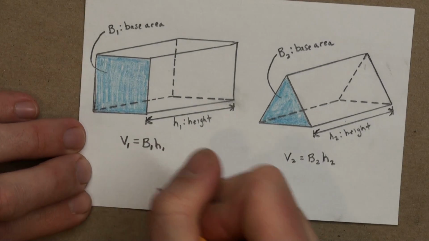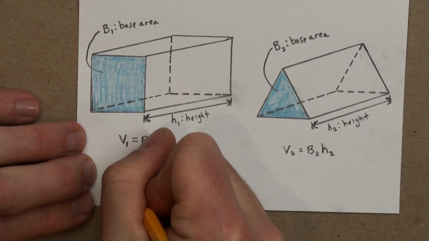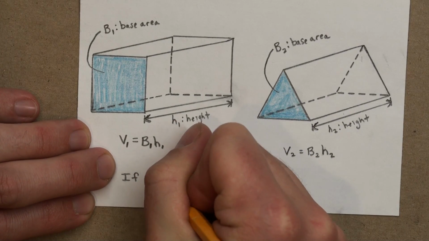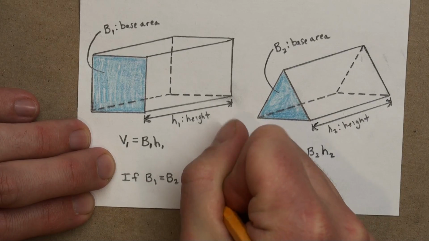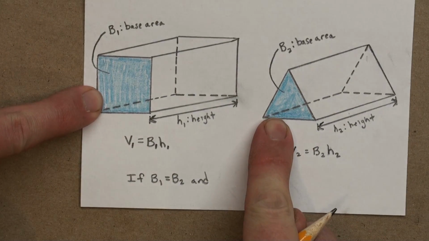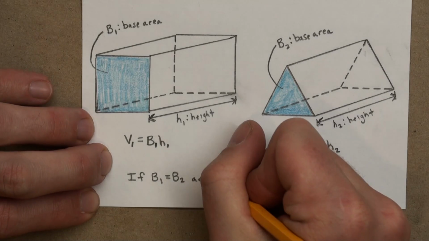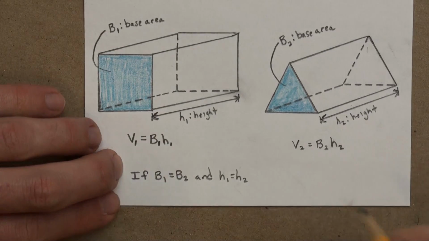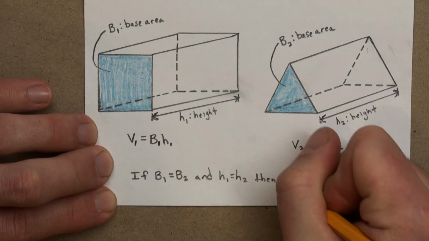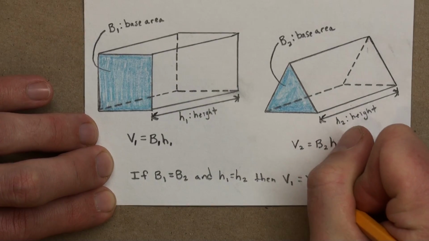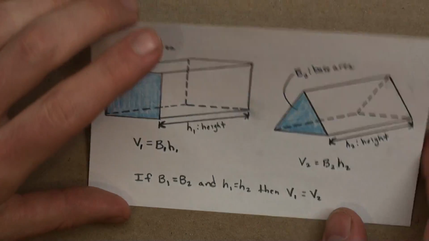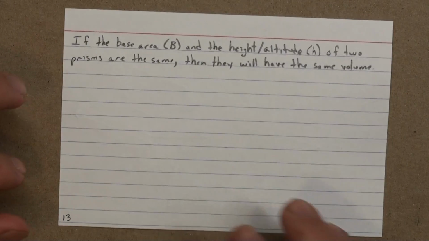Okay, so now what we're saying with this theorem is that if B1 equals B2, so if the base areas are the same in these two prisms and the heights are the same in these two prisms, then V1 would equal V2. Then the volumes of the two prisms would be the same. Okay? So that's what this theorem says, and it's an important one. Okay? And that's number 13.